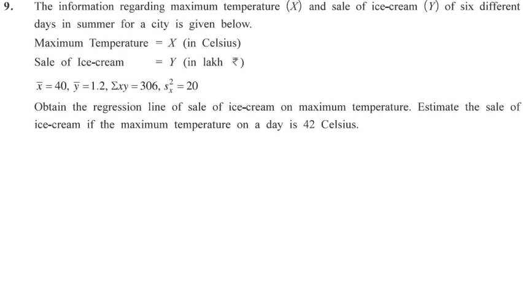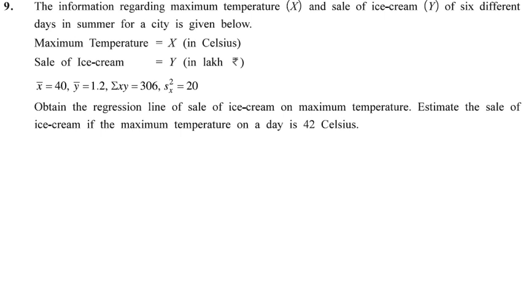The last sum of the tutorial and the exercise 3.2, we have the information about the maximum temperature and the sale of ice cream. Here the maximum temperature is x, that is in Celsius. Sale of ice cream is y, which is in lakh rupees. The information available is x bar, y bar, summation xy, and sx square. That means we have to decide about the formula from the available information. Another information is that this data is available for 6 different days in summer for a city, that is n will be taken as 6.